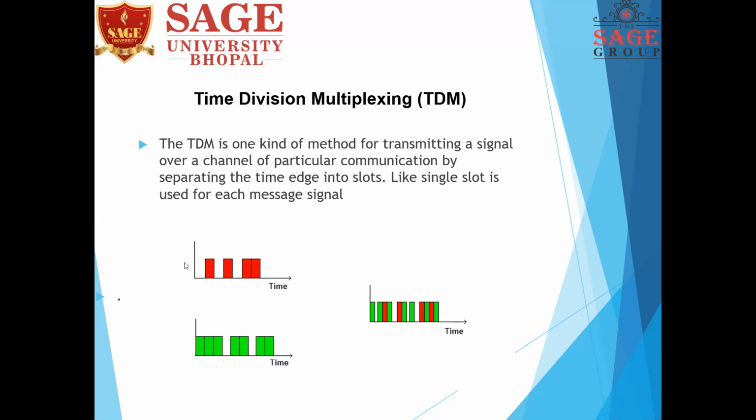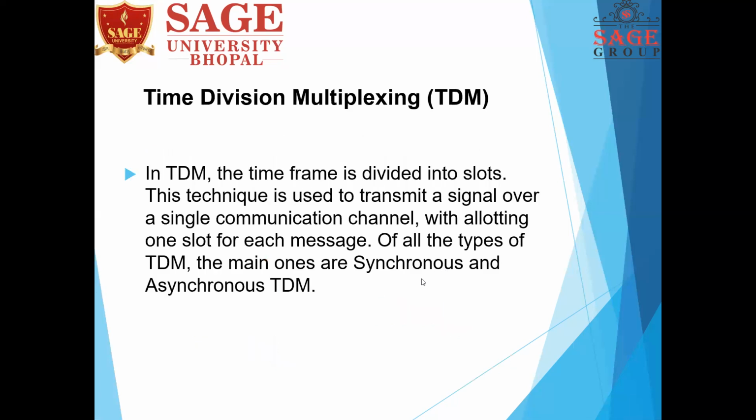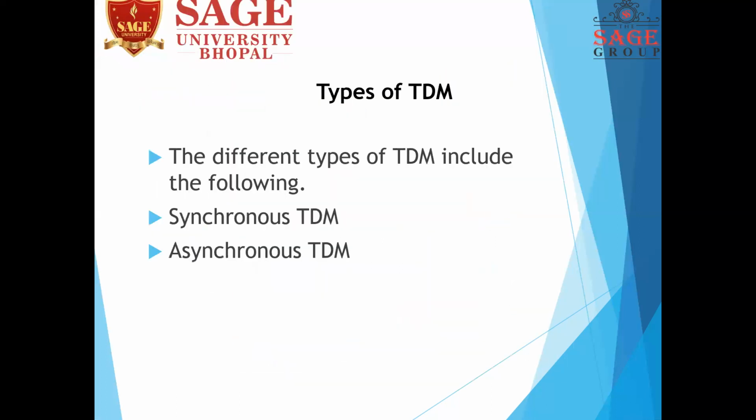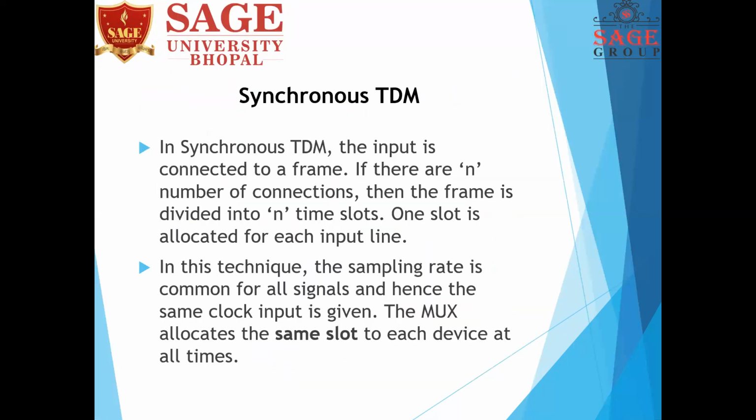So these are the input lines. The red line is time one and the other is time two, and after merging both, the signals come out like digital 0101. So this is time division multiplexing, categorized into two parts, synchronous and asynchronous. This is the example of synchronous TDM.